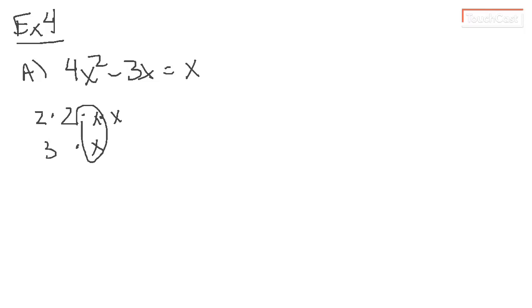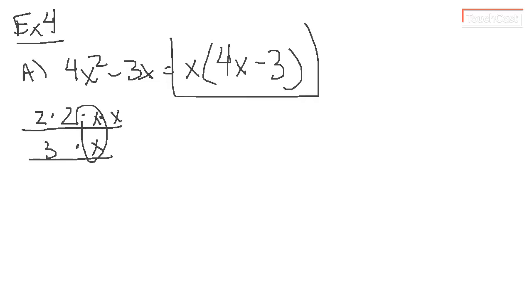So if we bring out an x, what's left if we take one of the x's out of 4x squared? Well, we're going to have 4, and we're going to have 1x left over. We're going to reuse the sign, the minus, and what's left of 3x when we take the x away? 3. So we're going to have x times 4x minus 3. That is our factored version of 4x squared minus 3x.